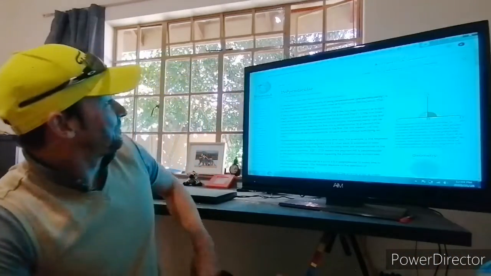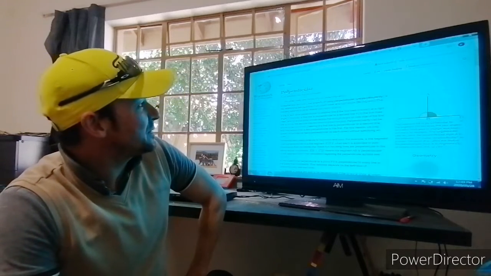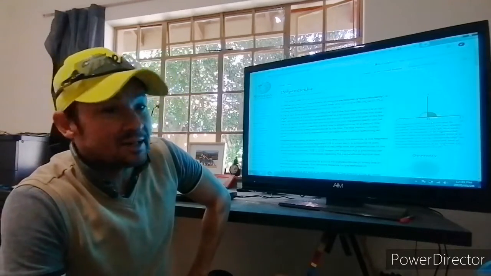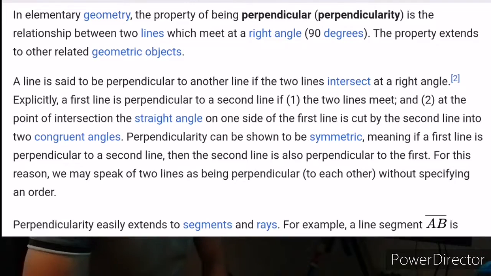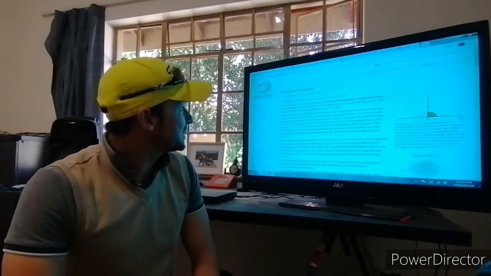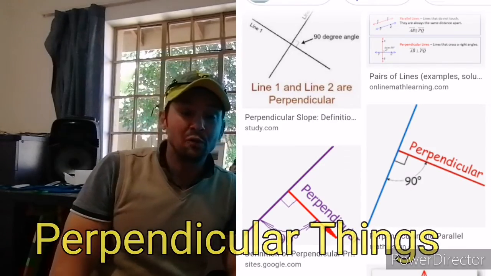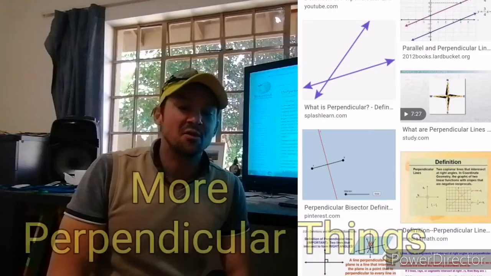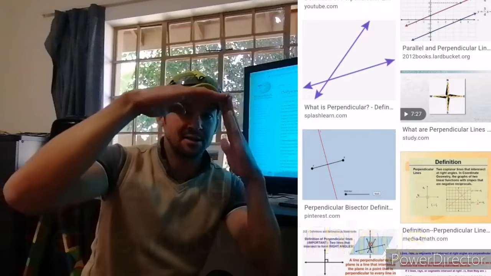Okay, let's have a look. In elementary geometry, the property of being perpendicular, perpendicularity, is the relationship between two lines which meet at a right angle. A line is said to be perpendicular to another line if the two lines intersect at a right angle, blah blah, congruent, symmetric stuff. Right, so now some of you will follow that, but that's just a really complicated way of saying 90 degrees. It's a 90-degree angle.